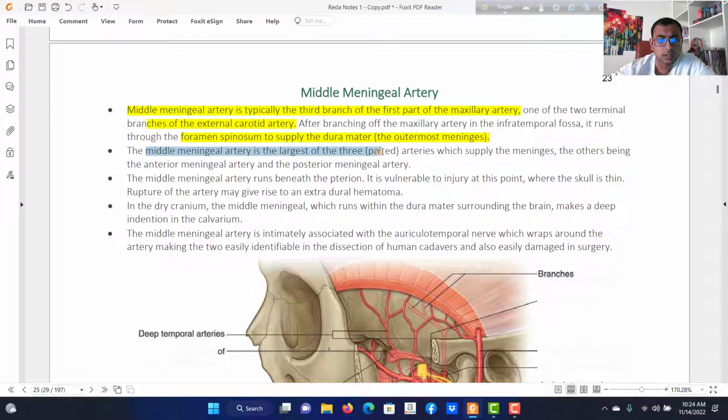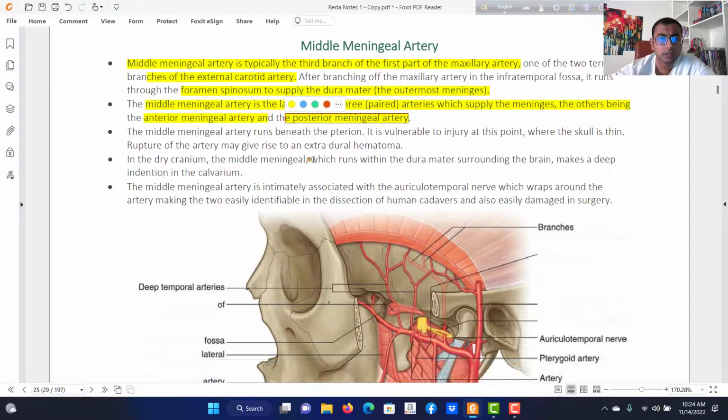The middle meningeal artery is the largest of three paired arteries that supply the meninges, the others being the anterior meningeal artery and the posterior meningeal artery. So three important branches. Middle meningeal runs beneath the pterion and is vulnerable to injury at this point where the skull is thin. Here is the pterion. This is the area where it is usually injured because it is a very thin area.